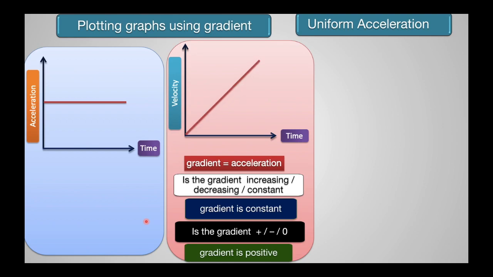It has a constant gradient. At any time you find it will have a constant gradient because it's a straight line. It has a positive gradient. Just remember the lines I have shown before. This is a positive gradient line.